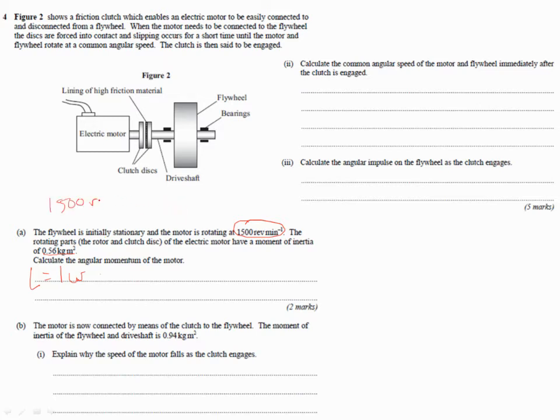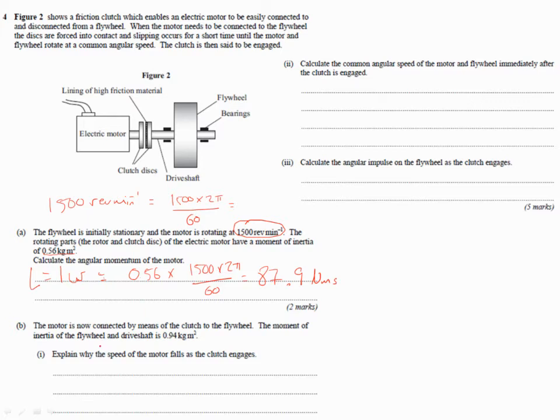So 1500 revolutions per minute is going to be equal to 1500 times 2 pi to get it into radians, and then not per minute. We want it per second. So we need to divide it by 60 to get only a 60th of that. So now we can work out our angular momentum. 0.56 times 1500 times 2 pi over 60, which is going to be equal to 87.9 Newton meter seconds, or any equivalent unit.